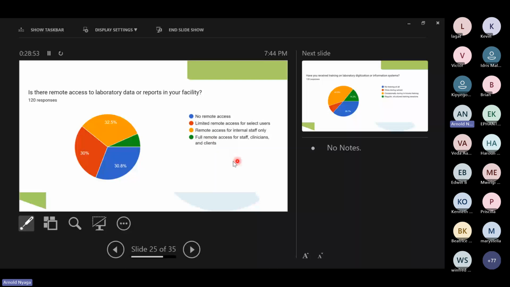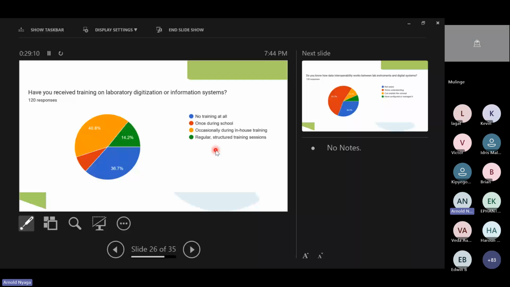But we need to move now to the green area whereby people are able to access reports for staff and also for clinicians, because all these reports need to be accessed, basically, for the patients. And then training on digitization, we need to improve on our training on digitization, automation, and artificial intelligence for our laboratories. We need to incorporate it more because this is where we are supposed to be moving.